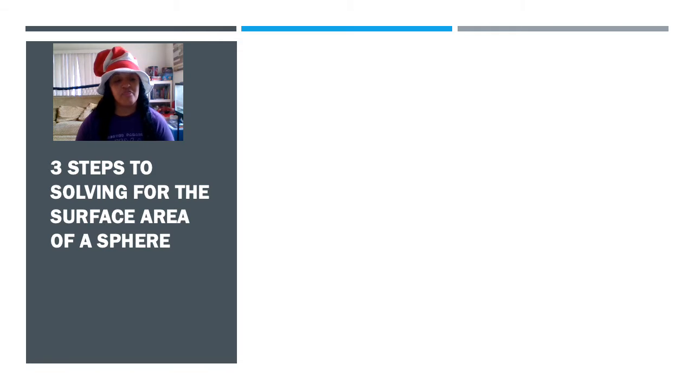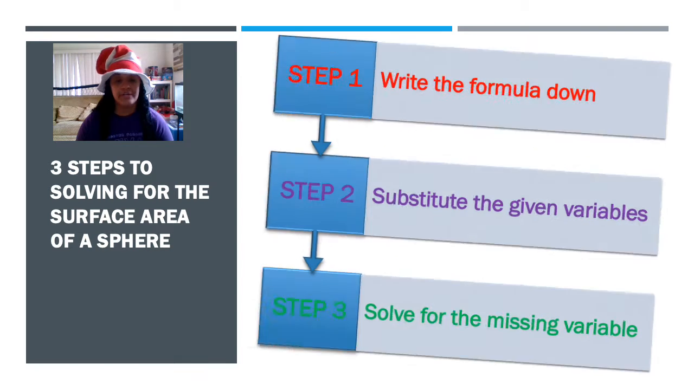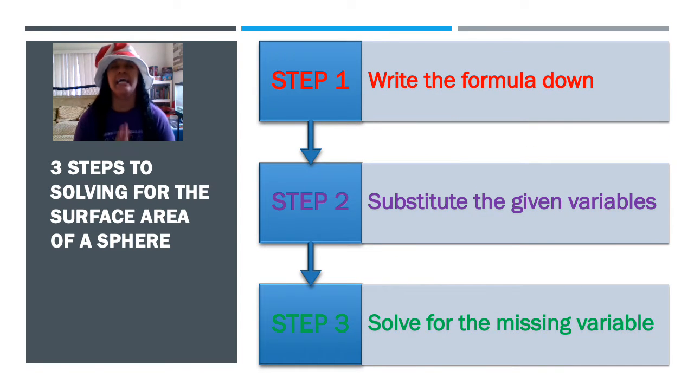All right, so there are 3 steps to solving for the surface area of a sphere. Step 1, please write the formula down. Step 2, you substitute the given variables. And then step 3, you're simply going to solve for the missing variable, whichever one is missing, possibly the surface area or the radius.